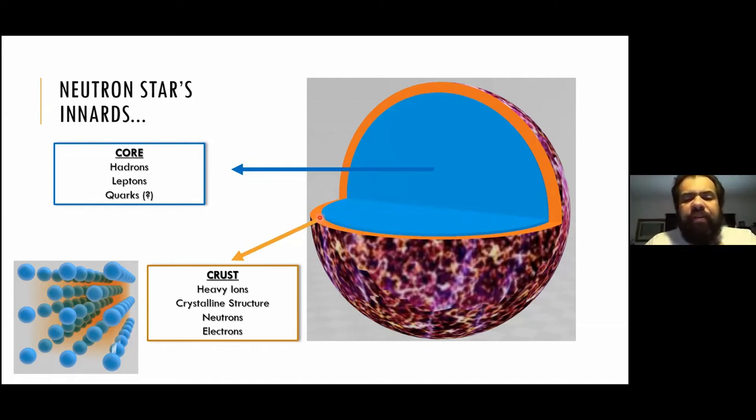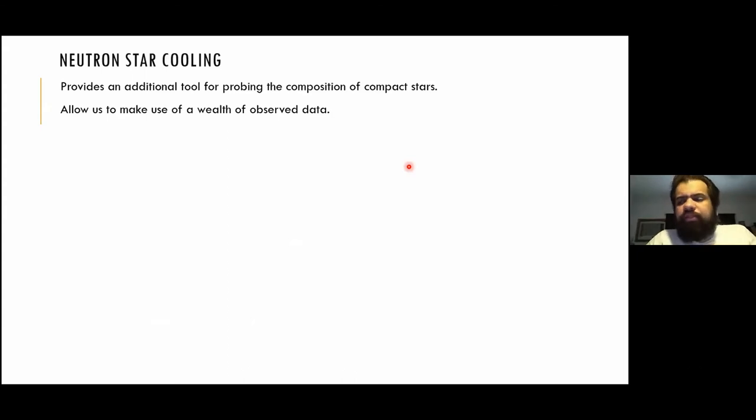This very strong difference between a sort of liquid and a solid crystalline structure matters because, of course, as you know, we have very different transport properties between a crystalline structure and a liquid structure with no structure. So let's go into the cooling.